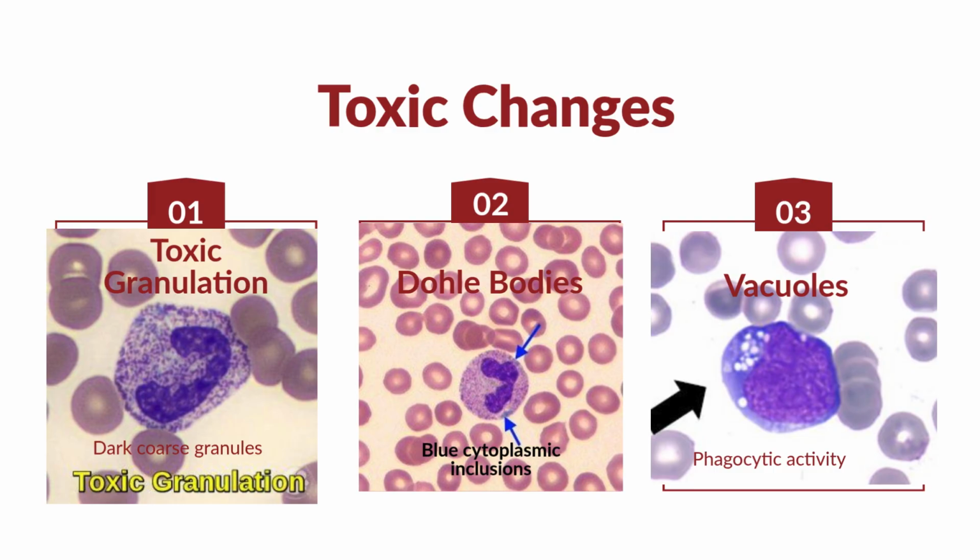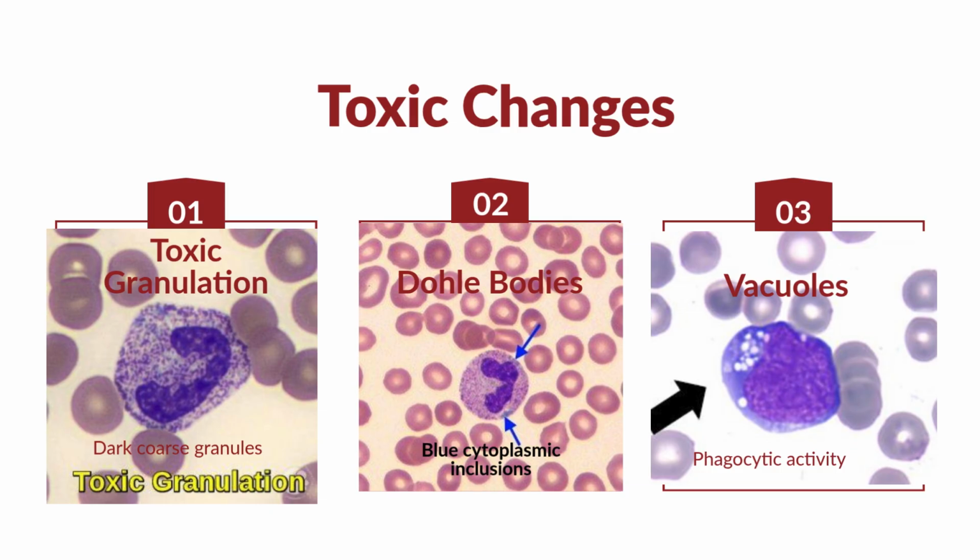Toxic granulation, which is over here in number 1. And then you have your Döhle bodies. I'm sorry, I left the 2 dots off of the o. And then you have your vacuoles. You see these little blue cytoplasmic inclusions; those are Döhle bodies. And you see the vacuoles all in here. That is a sign of toxic changes.